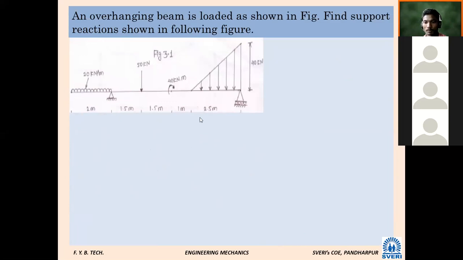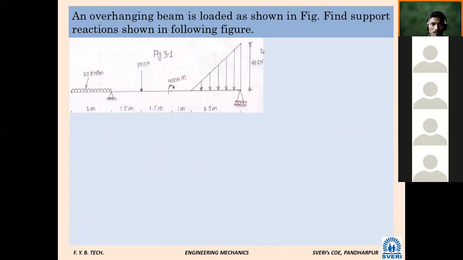So who will read for me? Roll number 1, will you read loudly? Yes, sir. An overhanging beam is loaded as shown in the figure. Find the support reactions shown in the following figure. So first question, what is the type of beam? For you only, roll number 1. What is the type of beam?